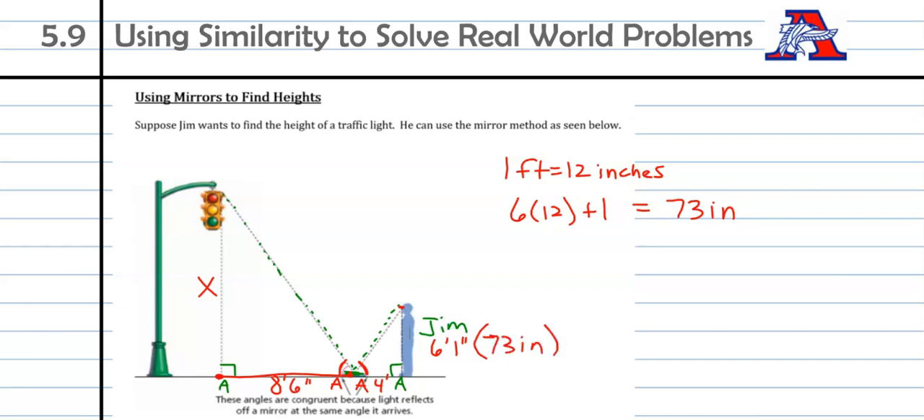And then 4 feet, so this distance right here, 4 feet is the same as 48 inches. I just did 4 times 12. And then 8 foot 6, we would want to do 8 times 12 plus an additional 6, and that is going to be equal to 2 inches.